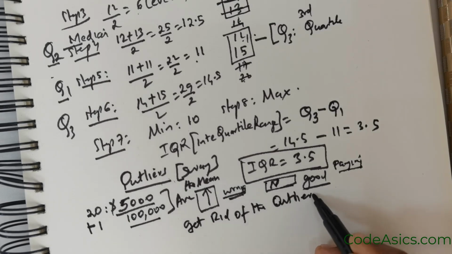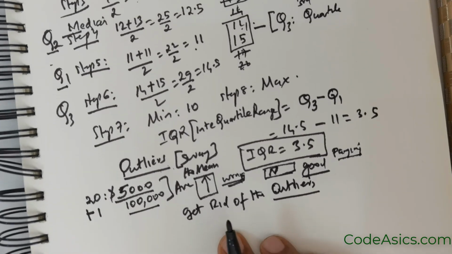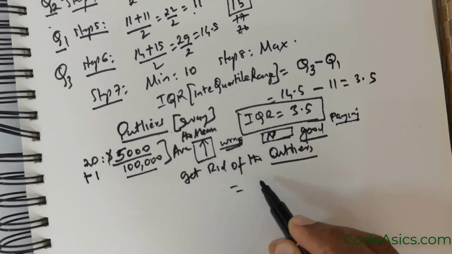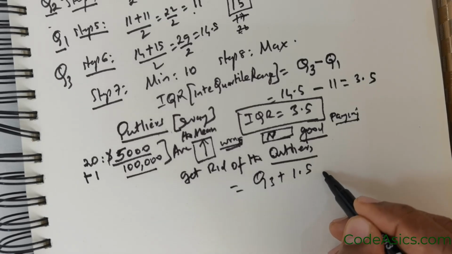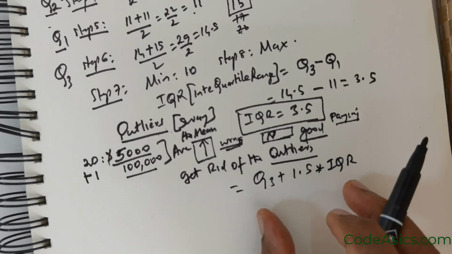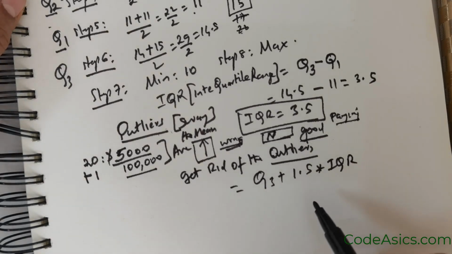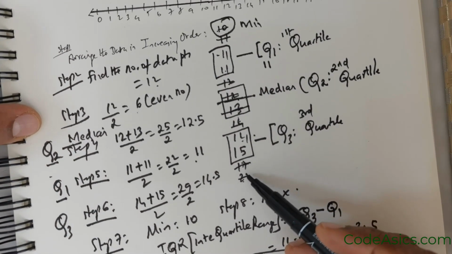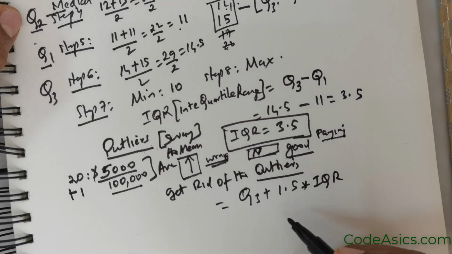So the question is, how are we going to get rid of this outlier? That is an important point. So there is a formula for that. The formula is, you take Q3 and you add 1.5 multiplied by IQR. Now you go to the data and compare the value. If the value present in the data is greater than this value, then you drop the data. Okay, that's the idea.